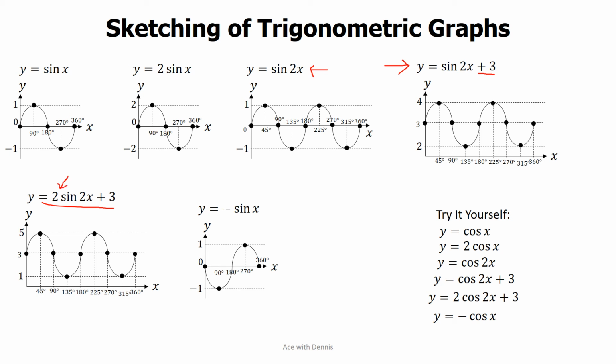The process is pretty much the same as the previous graph. The only difference is that when we want to draw the maximum value, it becomes 2. The minimum value is -2. In 360 degrees, there are 2 complete cycles, and the middle line here is 0. This is a dotted line.